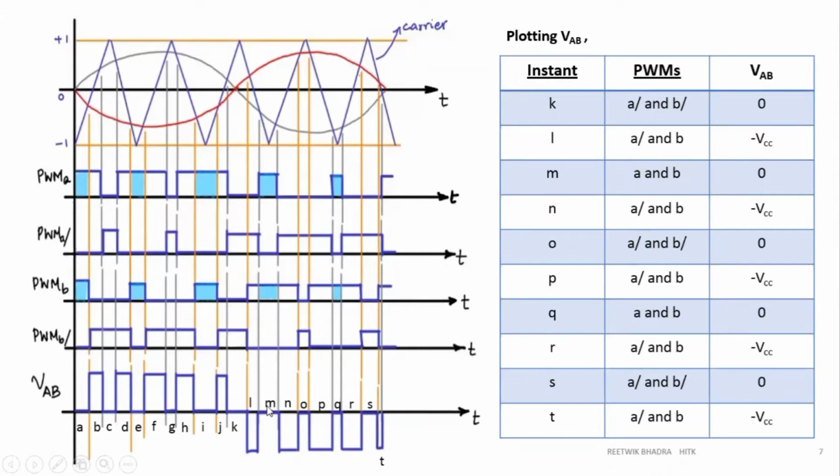Next for M, B is high and A is high, so we'll get AB, and we know for AB, VAB is 0. Next for N, B is high, A bar is high, so A bar B will give you again minus VCC. Now for O, B bar is high, A bar is high, so A bar B bar will give you 0.